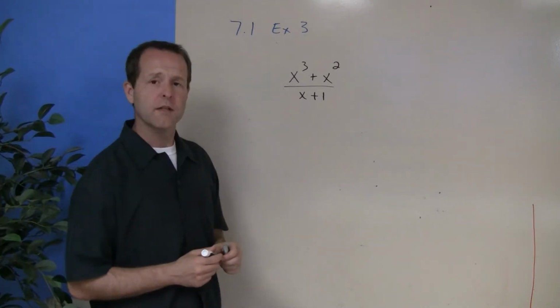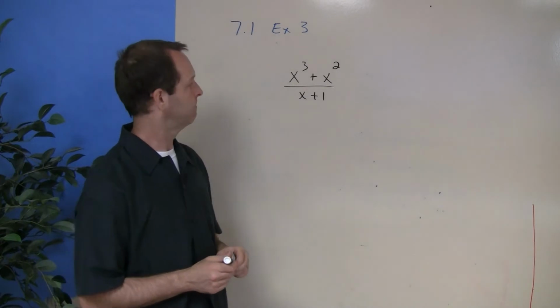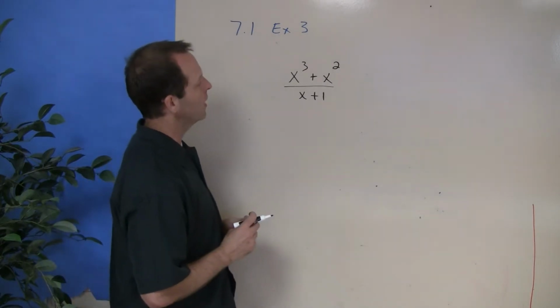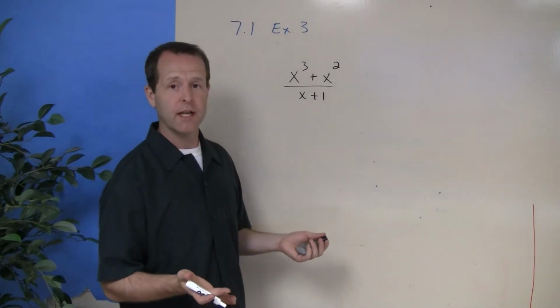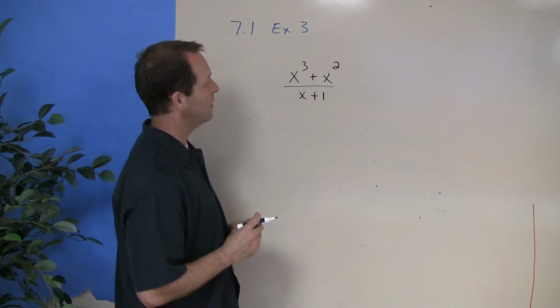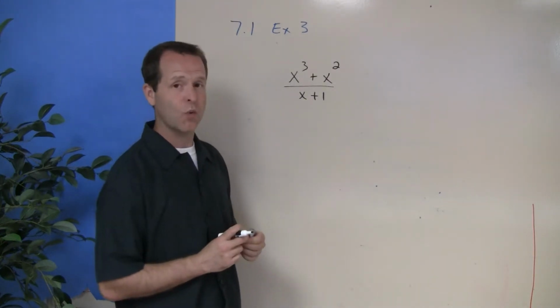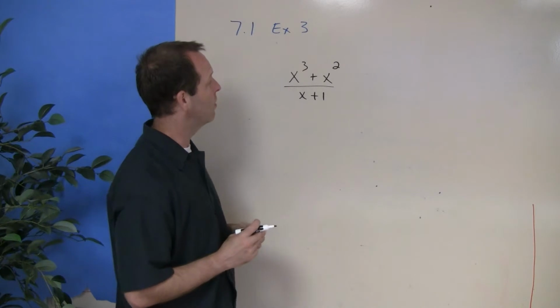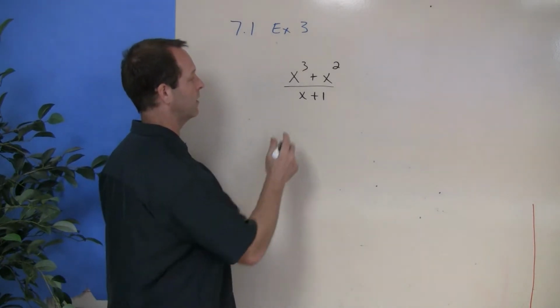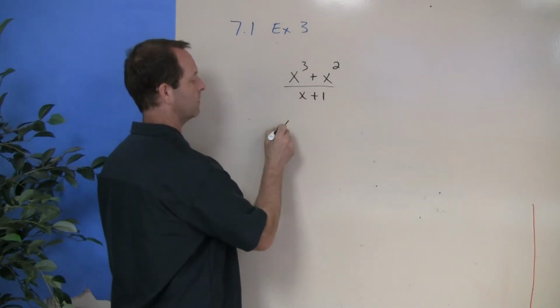I want to look at this rational expression and simplify this. Once again, what we're going to try and do is see if there's any factors anywhere involved. If I look at the numerator, it appears that there's an x squared that is common to both the two terms on the numerator. So I'm going to factor an x squared out.